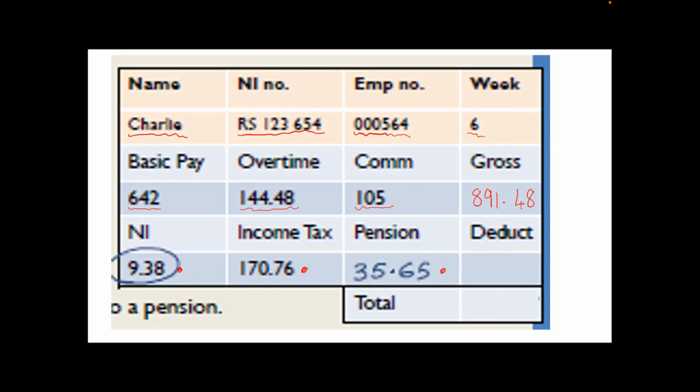Your national insurance, your income tax and your pension are all things that would come off your wage. So they're things that you would have to pay or that the government takes back. So you don't get that amount of money. That is what we call our deductions. Our total wage then is just our gross pay subtracting our deductions. We get £675.69. So our take-home pay, whether this is a week or a month, would be £675.69.